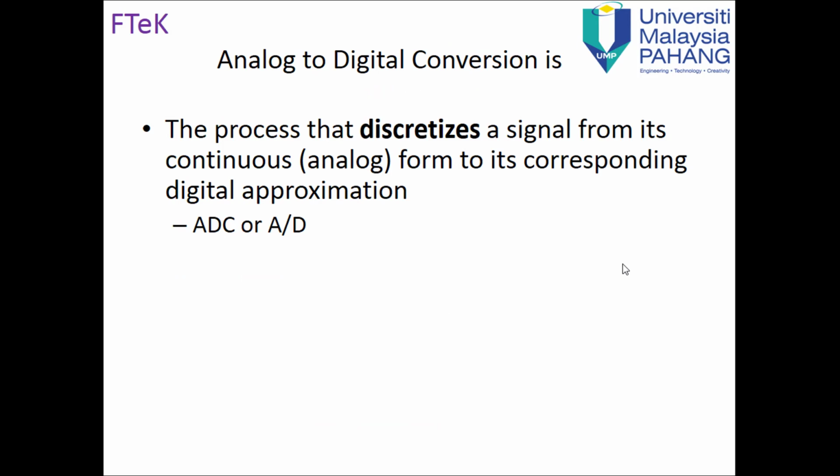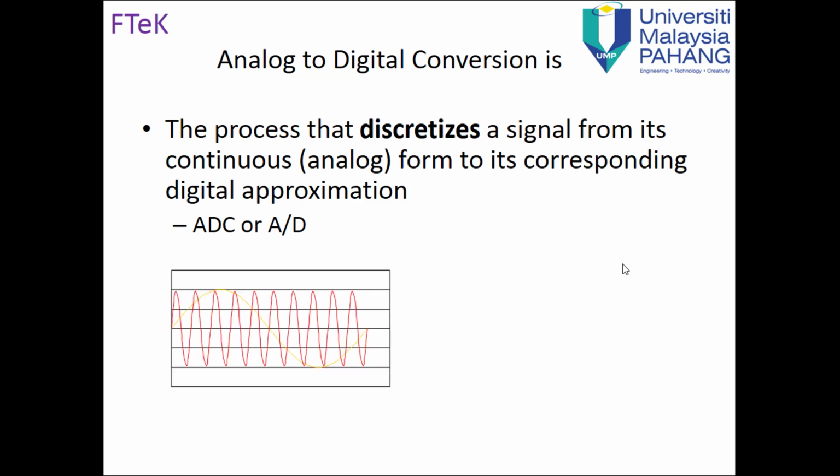To do the analog to digital conversion, we do a process which is called discretizing. It is to discretize a signal from its continuous analog form to a corresponding digital approximation. The digital is an approximation because it's sampling. We use a device which is called an analog to digital converter.